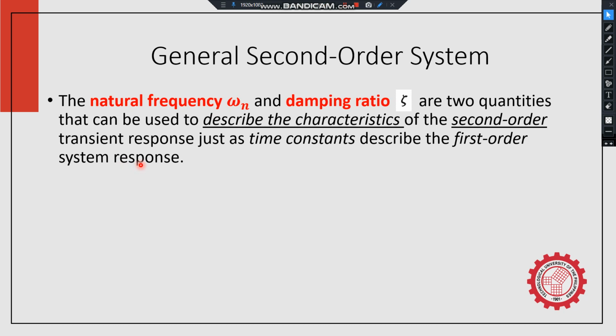So once more, for second order, we talk about natural frequency and damping ratio. For the first order, we're talking about time constants. Recall again that the general equation is given by this. So we have here constant B that is equal to the constant of the last term of the trinomial, and A is the coefficient of the second term.